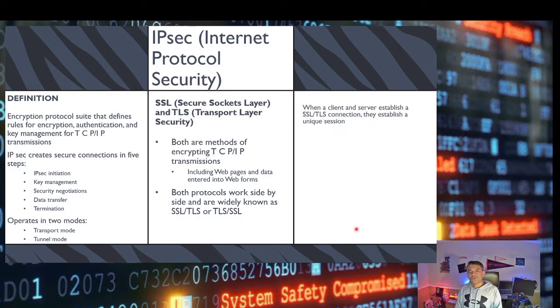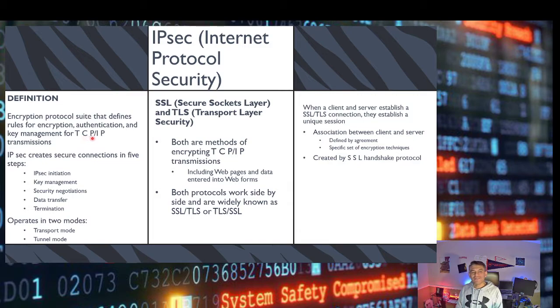IPsec, or Internet Protocol Security, is defined as the encryption protocol suite that defines rules for encryption, authentication, and key management for TCP/IP transmissions. So that is what IPsec is all about. IPsec creates secure connections in 5 steps: IPsec initiation, key management, security negotiations, data transfer, and termination. Those are the 5 steps used by IPsec. It operates in 2 modes: transport and tunnel mode.